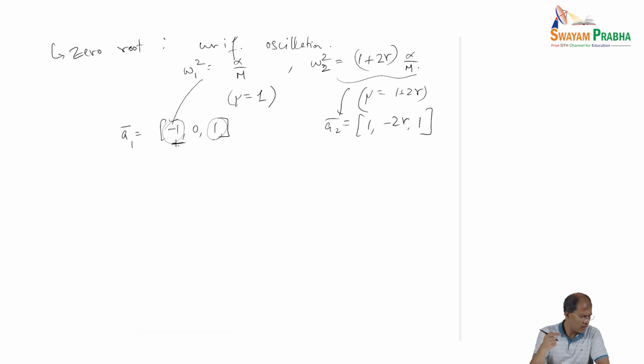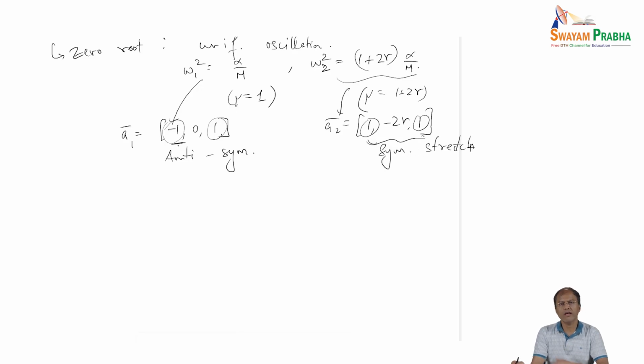So this is going to be an anti-symmetric type of stretching. And where here the first and the last components are of equal signs, this is a case of the so-called symmetric stretching, right? The symmetric stretching, where the motion of the strings go in the same direction as each other because of these signs.